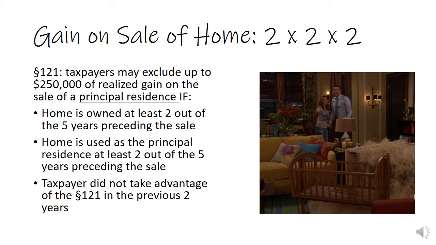Now, the first 2 requirements, the 2 out of 5, owned and occupied, are generally met in conjunction with one another. That is, the person lives in the home and owns the home at the same time, but they can be distinct as well. And there's a number of reasons why that would be the case. If the taxpayer rented the home for part of the time, if they bought the home and then moved there later, any of a number of reasons.